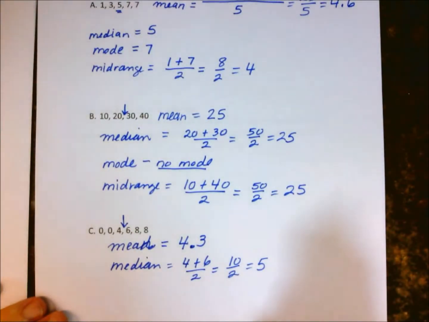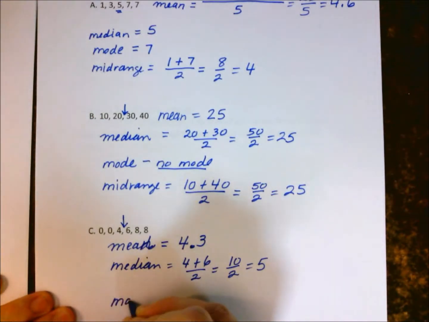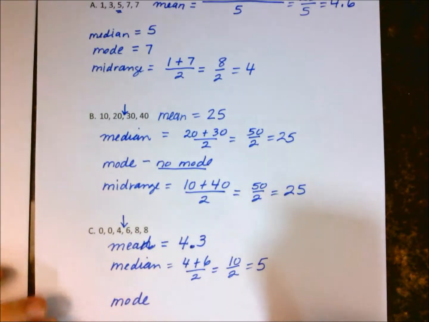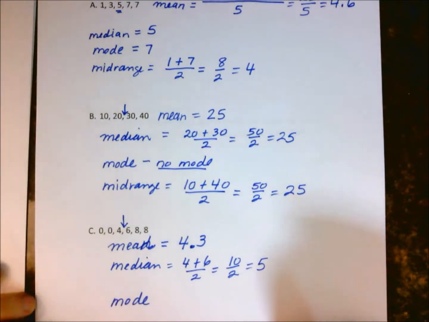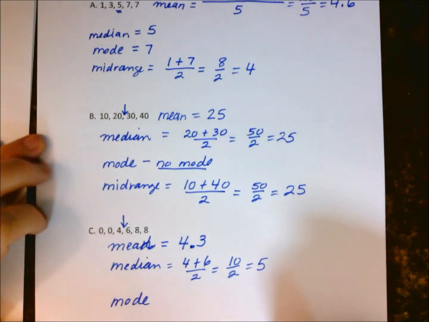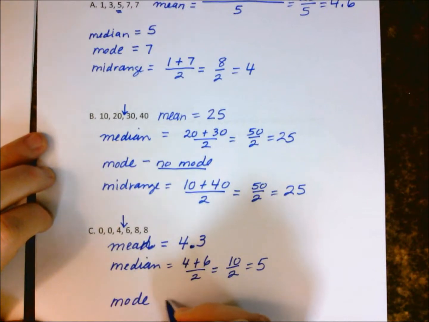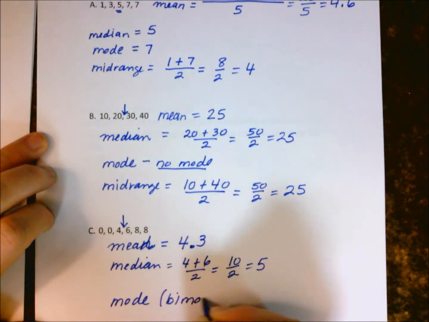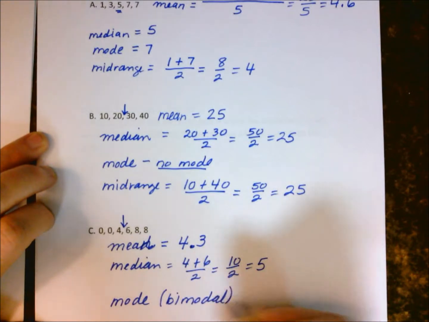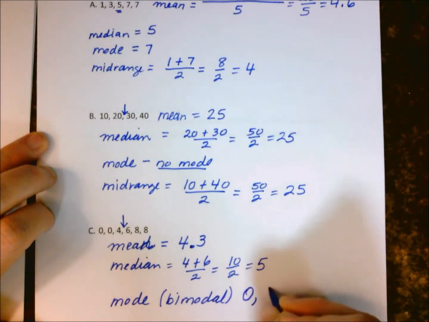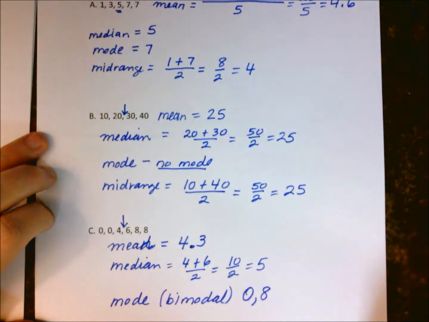And then we do the mode. All right. What's the mode here? Mode is the most frequently occurring. In this particular problem, we have 2 zeros, and we also have 2 8s. So we have 2 modes. In this case, we call it bimodal. And we simply list the modes. 0 and 8 are the modes.